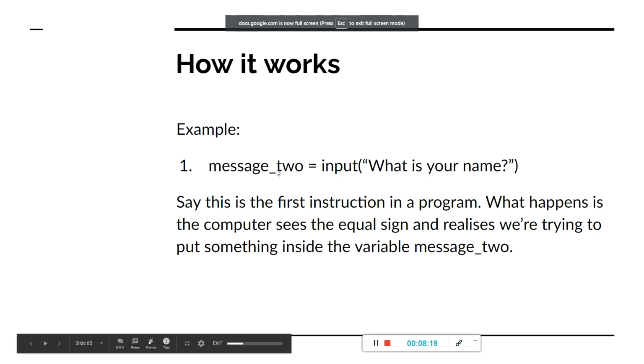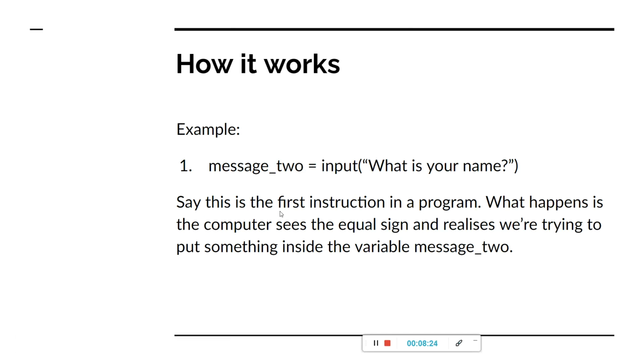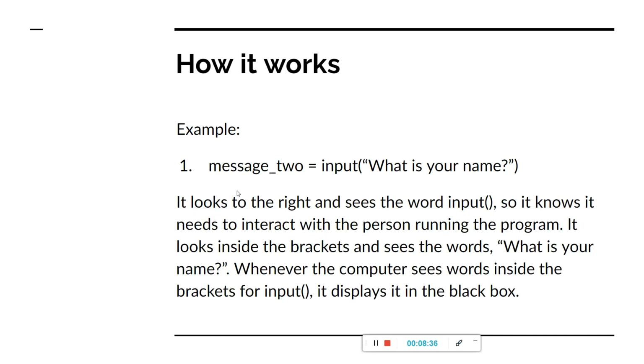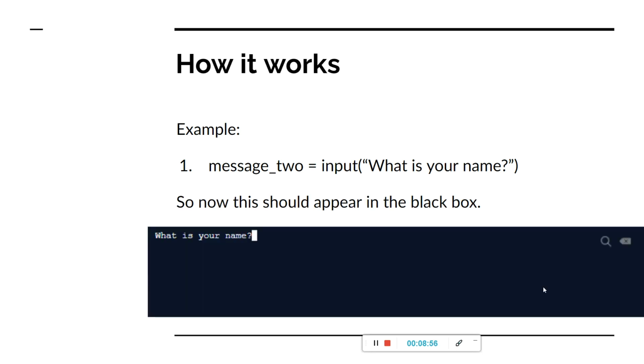Here's an example. message underscore 2 equals input, brackets, what is your name inside. So say this is the first instruction in a program. What happens is the computer sees the equal sign and realizes we're trying to put something inside the variable message 2. So you're used to that. And then it looks to the right and sees the word input with the brackets. So it knows it needs to interact with the person running the program. It looks inside the brackets and sees the words, what is your name? Whenever the computer sees words inside the brackets for input, it displays it in the black box. So now this should appear in the black box.